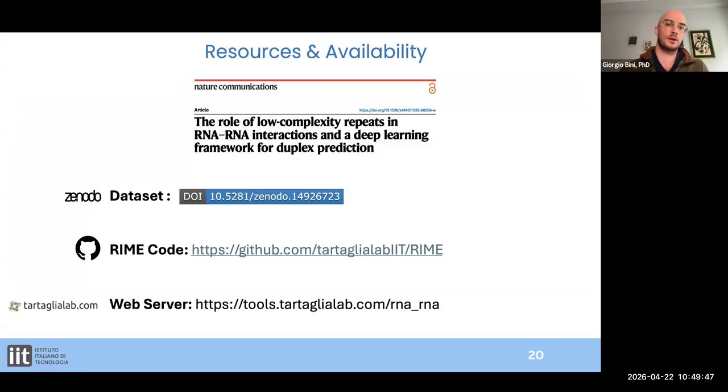We also released several open resources, such as the machine learning dataset on Zenodo, or the RIME code, which is available on GitHub, and then also a web server under Tartaglia Lab with an easy to use interface.